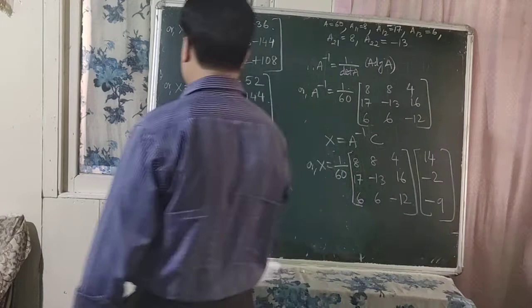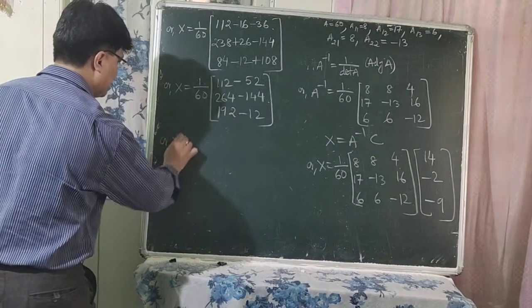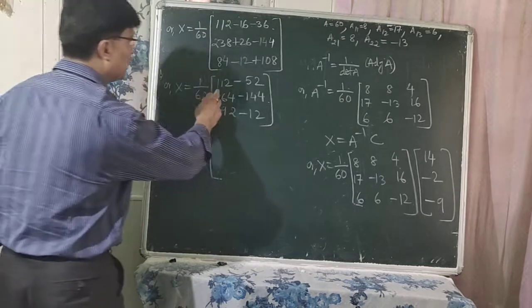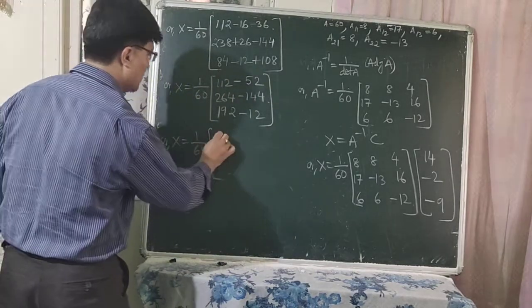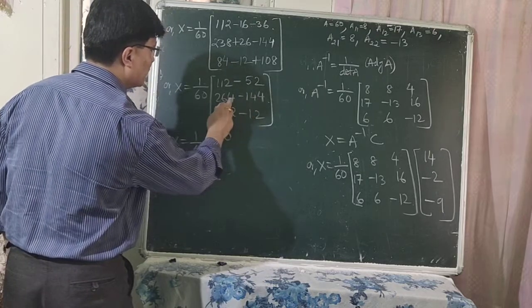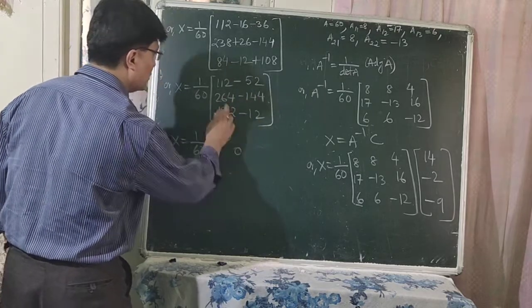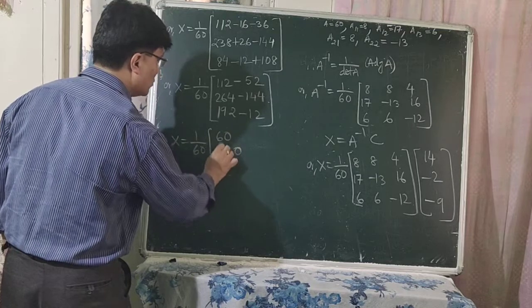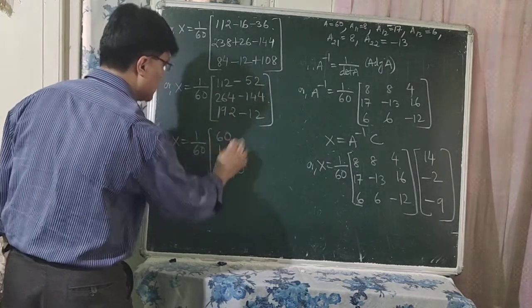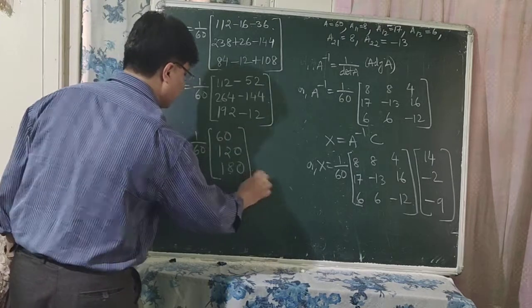That is capital X is equal to 1 by 60, then what is 112 minus 52? It is 60, right? 264 minus 144, 4 minus 4, 0, 6 minus 4, 2, 2 minus 1 is 1. Next one is 2 minus 2, 0, 9 minus 1, 8, this is 1.